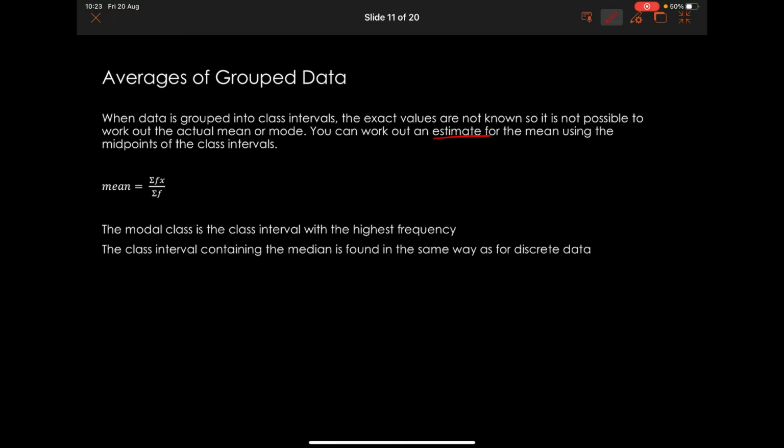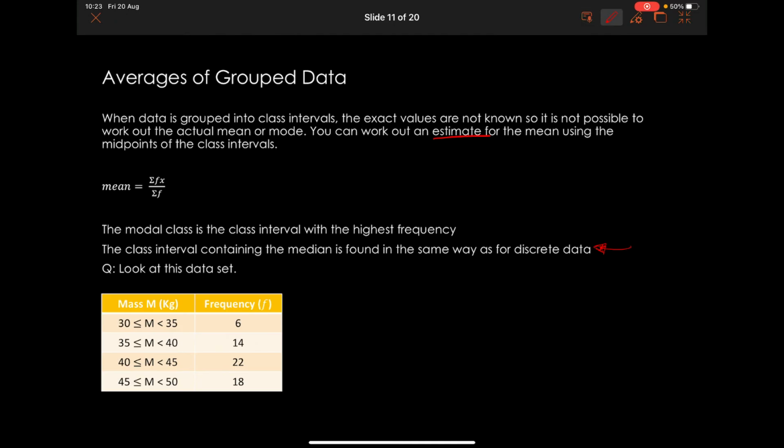The class interval containing the median is found in the same way as for discrete data, meaning we would find the halfway point and work out which shoe size it would have been, depending on what table you're given. I'll show you that again in a minute.